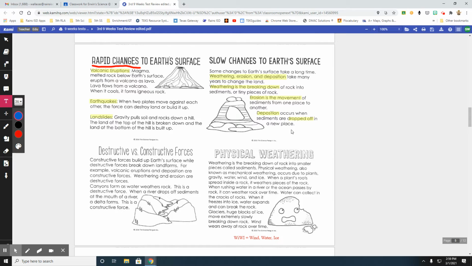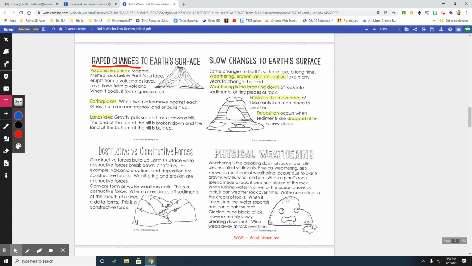When those pieces of sediment are moved, that's when erosion is taking place. So they're going from one place to another. And then when they're dropped off in their new location, we call that deposition. Okay. So we call this our WED part of the changes to Earth's surface: weathering, erosion, and deposition.